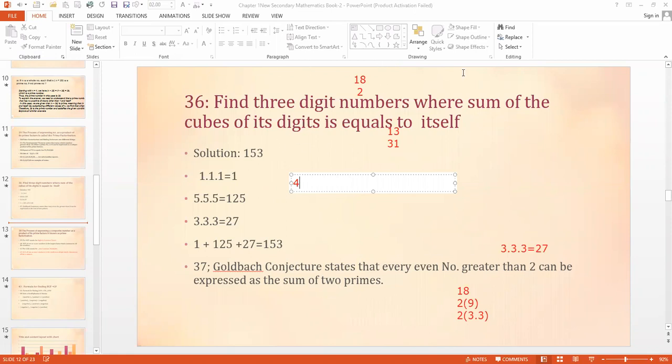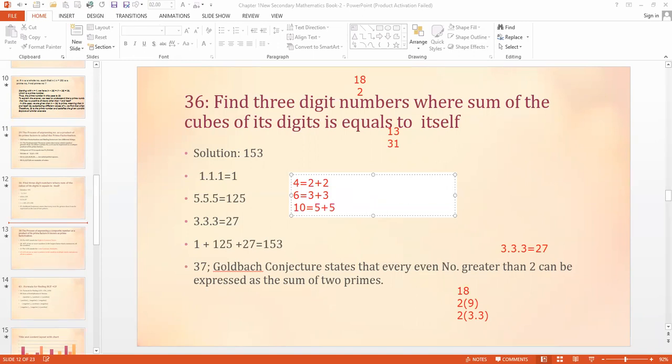Okay, 4. I have to write it, 4. So 4 is equal to 2 plus 2. So it is equal to 4, or you can express it in this way. Okay. Now we come to the next number, suppose 6. So you can express it in this way: 3 plus 3. Okay.